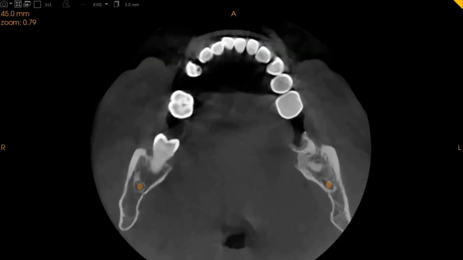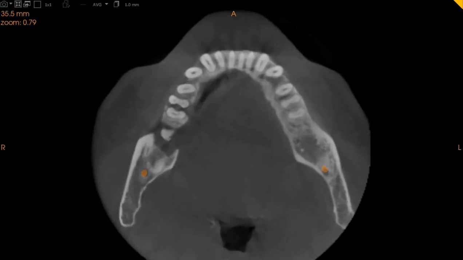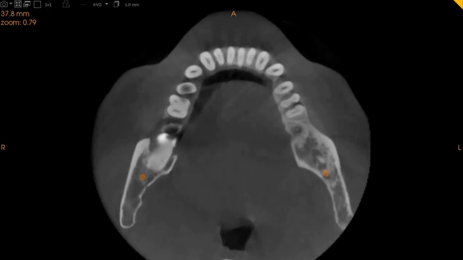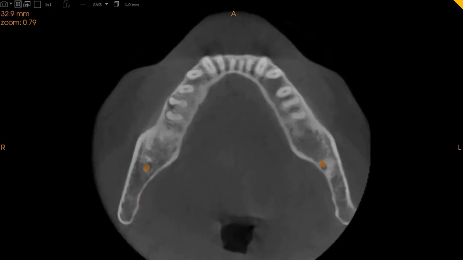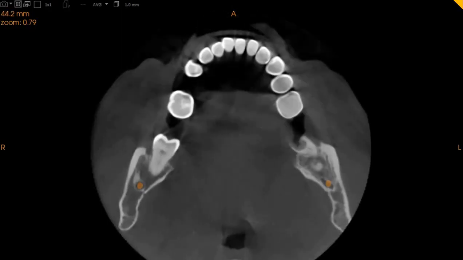This is the axial view. You can see excellent ridge width for implant placement, and you can also see how the 8 on the right side is impacted and how it can easily be extracted, and the 8 on the left is also very significantly far from the nerve.